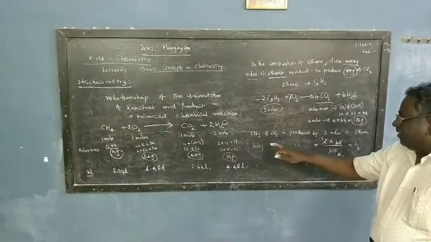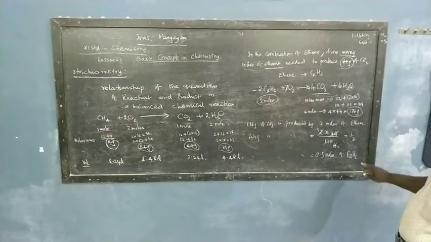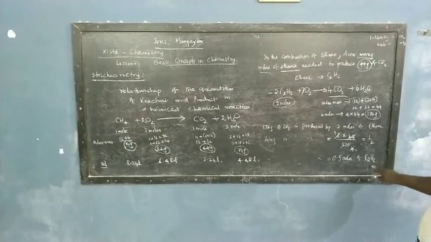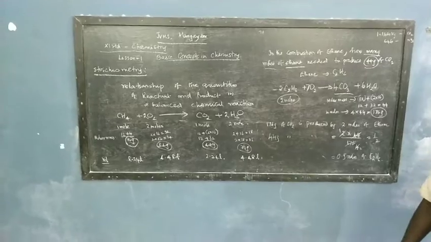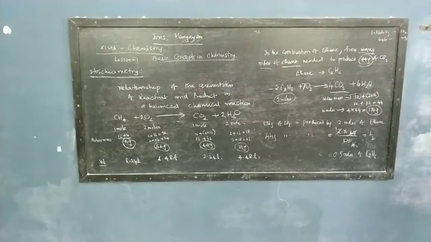So to produce 44 grams of carbon dioxide in this reaction, how many moles should we take? If we take 0.5, half a mole, we get 44 grams, right? So this stoichiometry is being used.